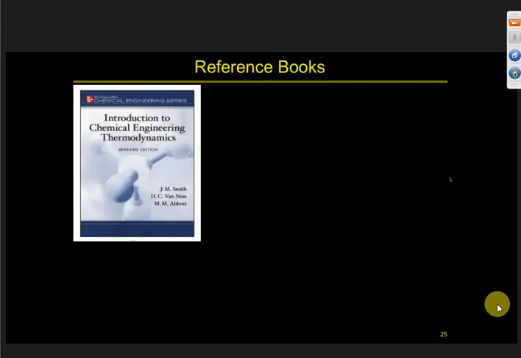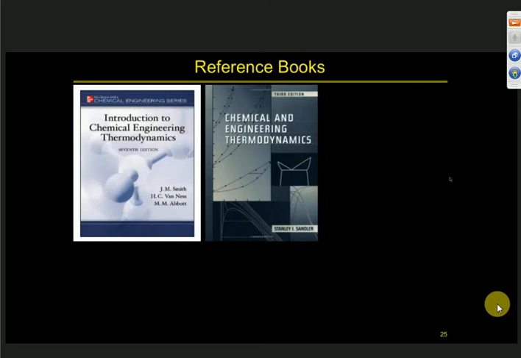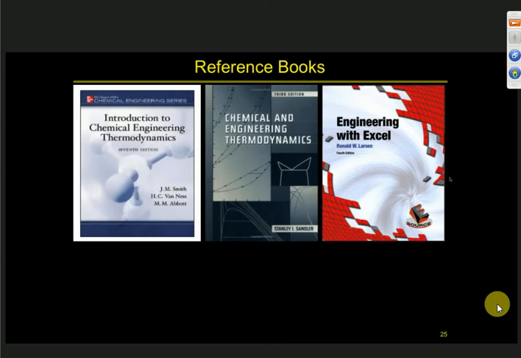There are a couple of reference books. This is Introduction to Chemical Engineering Thermodynamics, Smith and Van Ness. This is what we used as a reference at Osmania University. And here at VCU, we use Chemical and Engineering Thermodynamics by Sandler as a reference book. Both pretty much cover the same concepts. And there's an excellent book on engineering with Excel. This book is specifically made for chemical engineers. It talks about all kinds of calculations and gives a very good overview of Excel VBA strengths.